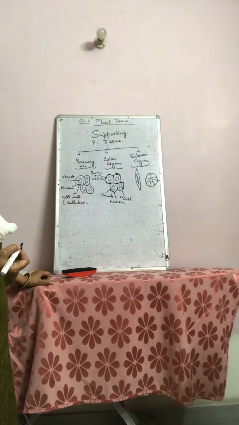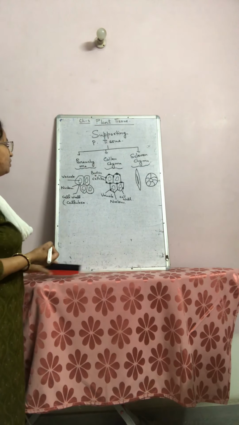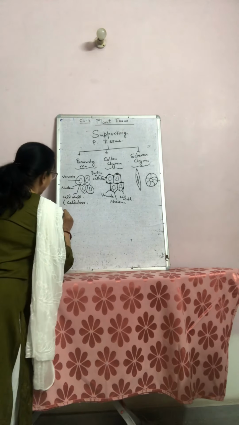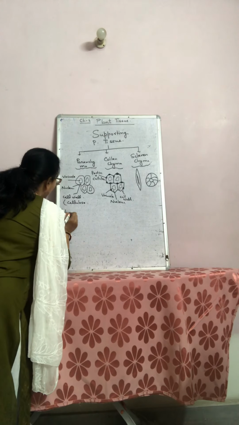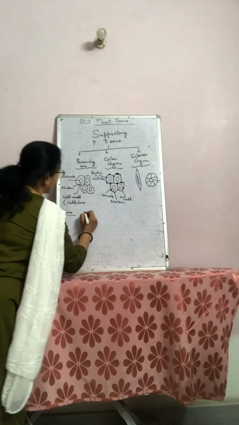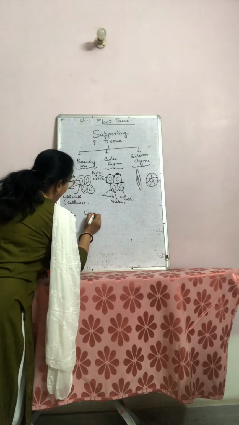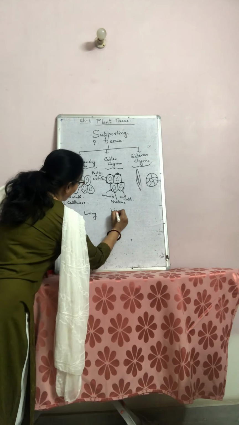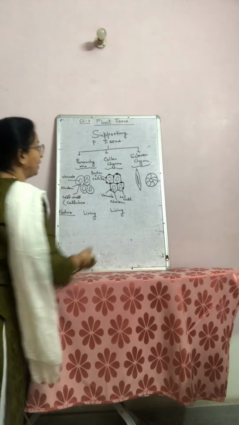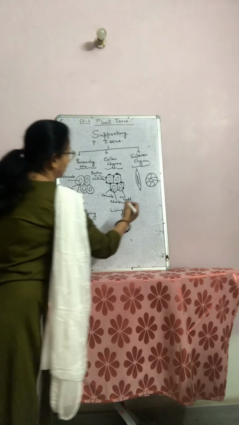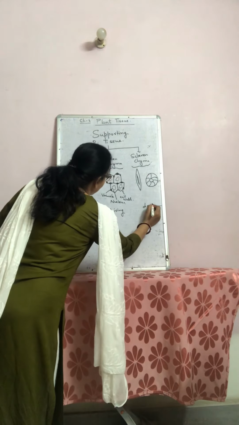These are the sclerenchyma. Now come to the nature. What is the nature? You will find the nature of parenchyma is living. The nature of collenchyma is also living. But when you see the nature of sclerenchyma, it is dead.